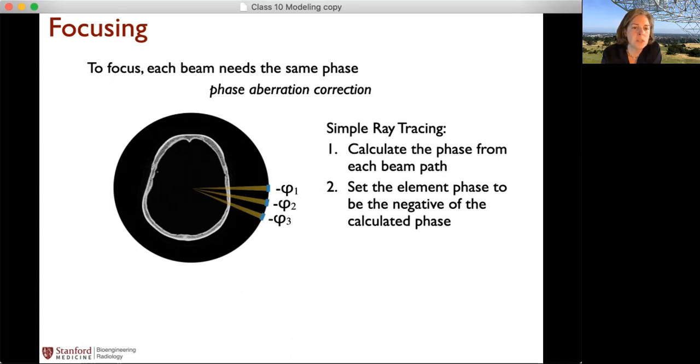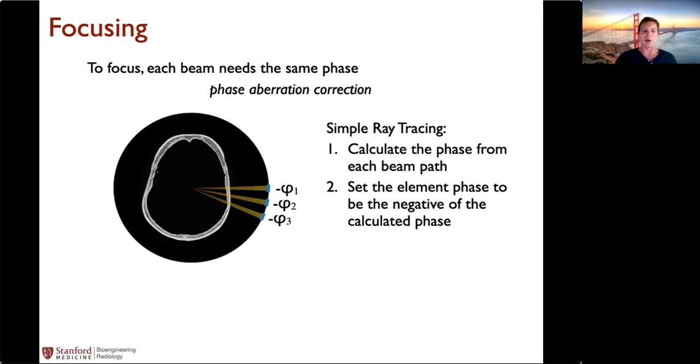And now each of these, because they've gone through different path lengths of different bone with different acoustic parameters and velocities, is going to have a different phase. You take each of those phases, apply the negative to the transducer elements, and now you've done your phase aberration correction. So that's the simple ray tracing. I just want to remind everyone, when Kim says accumulated, even if you're accumulating an entire cycle, you're now back in phase with the original point.